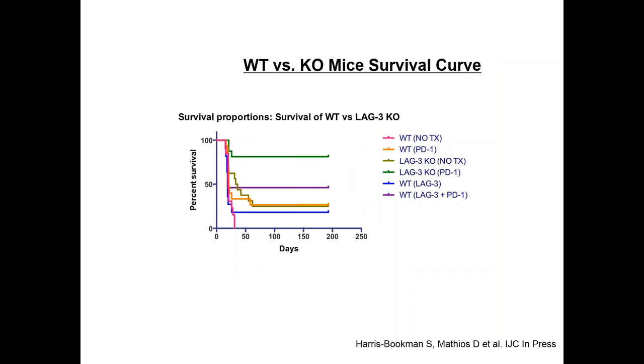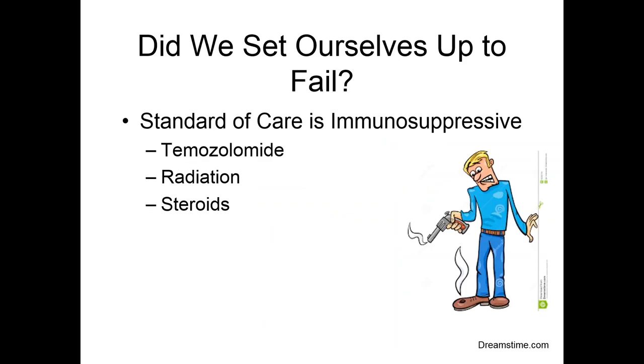In terms of other combinations, next slide, please. On slide 66, I guess, before we come up with other interesting combination strategies, one thing we need to think about as a field is our standard of care. Did we set ourselves up to fail? Our standard of care for patients with glioblastoma includes temozolomide, which is very lymphodepleting. In other words, it wipes out the T cells in our body. In addition, patients get 6 weeks of radiation, and Dr. Grossman showed very nicely that that can actually make your immune system weaker. And finally, we give our patients steroids, which also makes them more immunosuppressed. So perhaps we need to rethink the way we are giving these therapies.